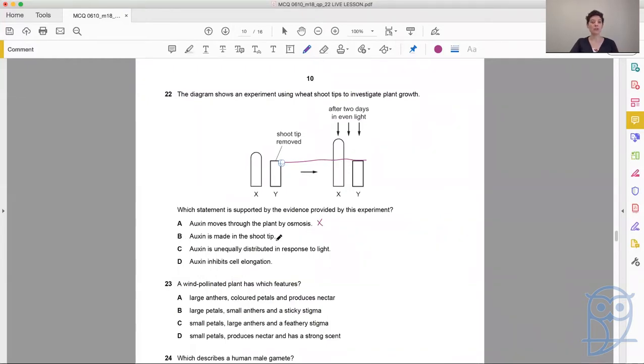Auxin is made in the shoot tip. Well, the plant with its shoot tip removed didn't grow at all. So that makes sense. Auxin is unequally distributed in response to light. We can't see that at all in this experiment, because in this experiment we had even light. And auxin inhibits cell elongation. We can't see this in this experiment, because in this experiment we're not looking at the cells, we're just looking at that growth. So we have confirmed that B is our answer. This experiment is looking about where that auxin is made. It's made in the shoot tip.